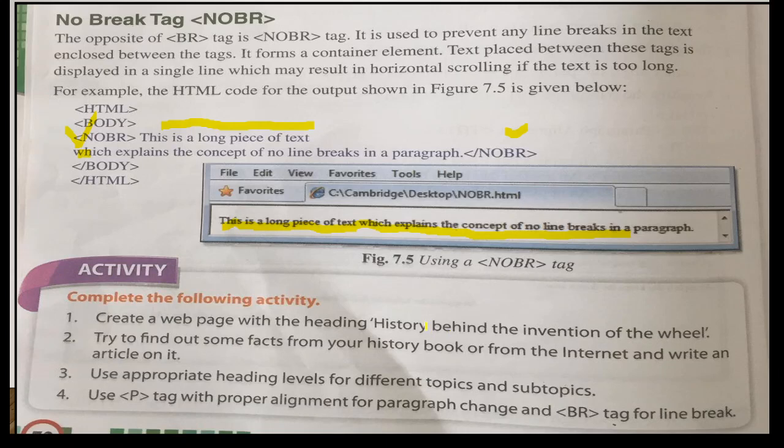So here there is an activity. Create a website with the heading history behind the invention of the wheel. Try to find some facts from your history book and write an article on it. Use appropriate heading labels for different topics and subtopics. Use the P tag with proper alignment for paragraph change and the break tag for line break. Later we will do this, but we need to finish our lesson first.